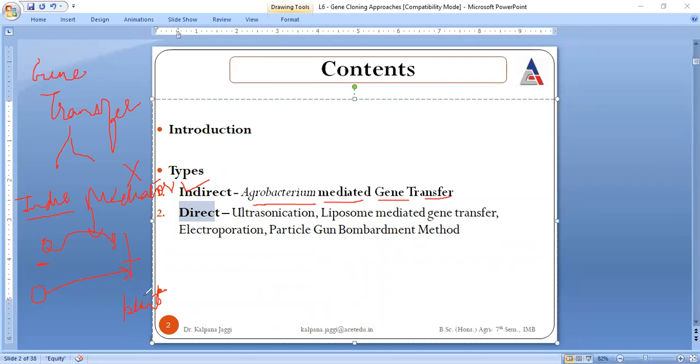So in the case where a gene is directly being transferred into the plant, we are again going to discuss the four methods by which a gene can be directly transferred. The very first is ultrasonication, then liposome-mediated, electroporation, and the particle gun bombardment method. Slowly, one by one, we are going to discuss all these in detail, right?